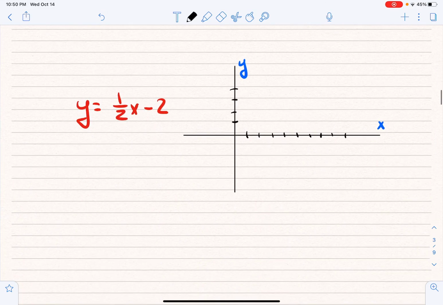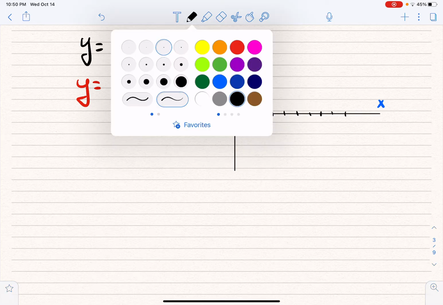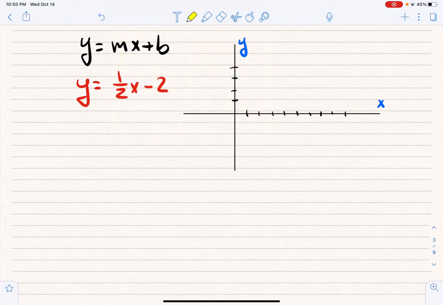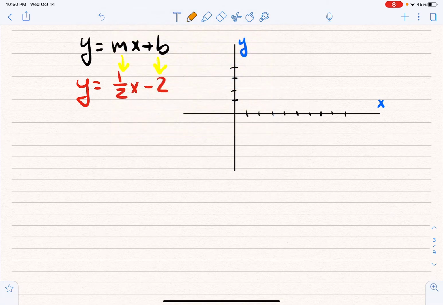So right here, we could graph a line. I've got this in the form y equals mx plus b. That's my slope-intercept form. So if that's the case, then we know that this right here is the slope and this right here is the y-intercept. Okay, and so I could graph this pretty easily. I know that the slope is 1/2, the y-intercept is negative 2.